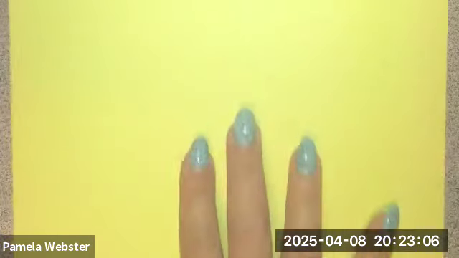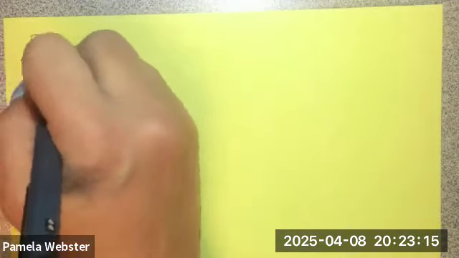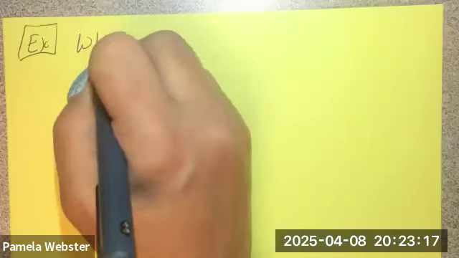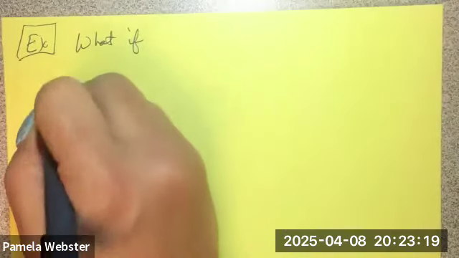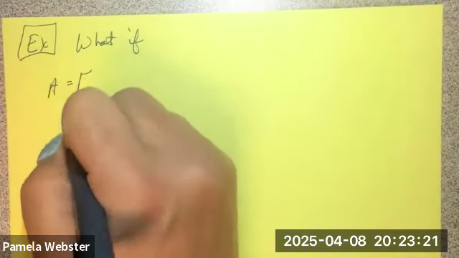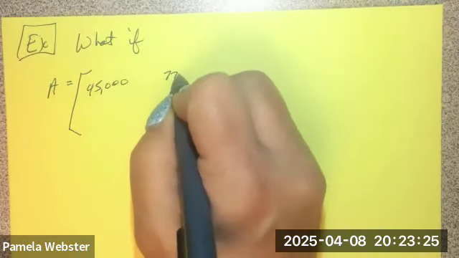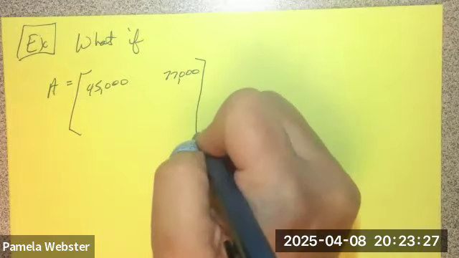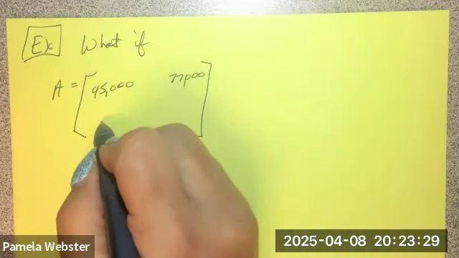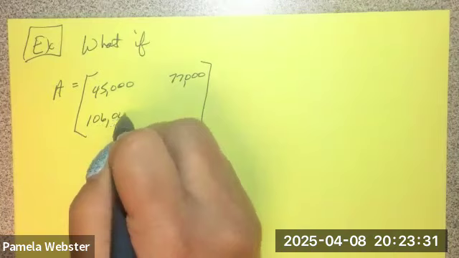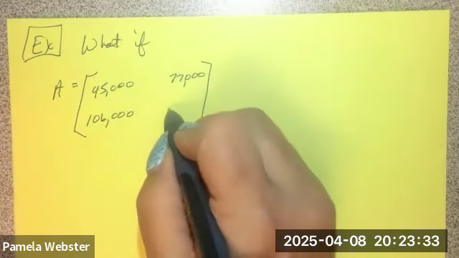Okay. Now, if you'd like a problem to work on for yourself, I'm just going to give you a problem. I'm not going to do it. But what if you can work on it and see what you get? What if matrix A was 45,000, 77,000, and then the second row 106,000 and 22,000.